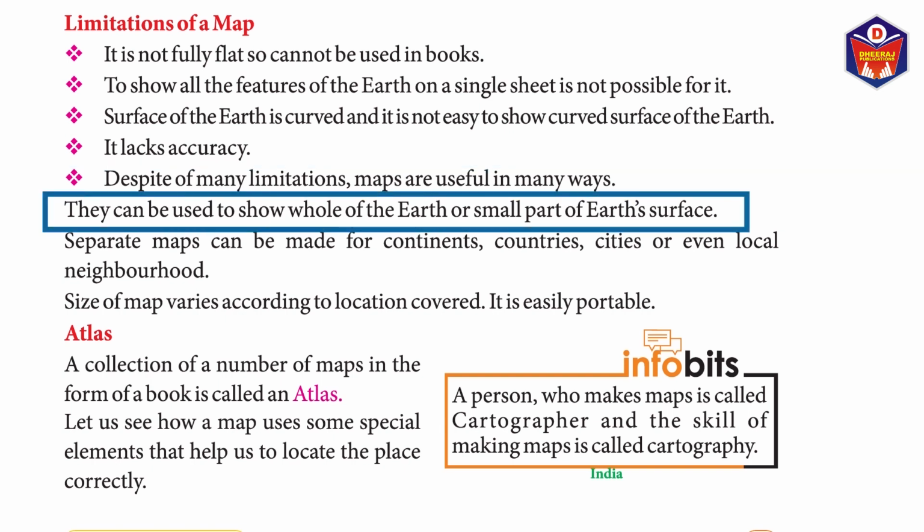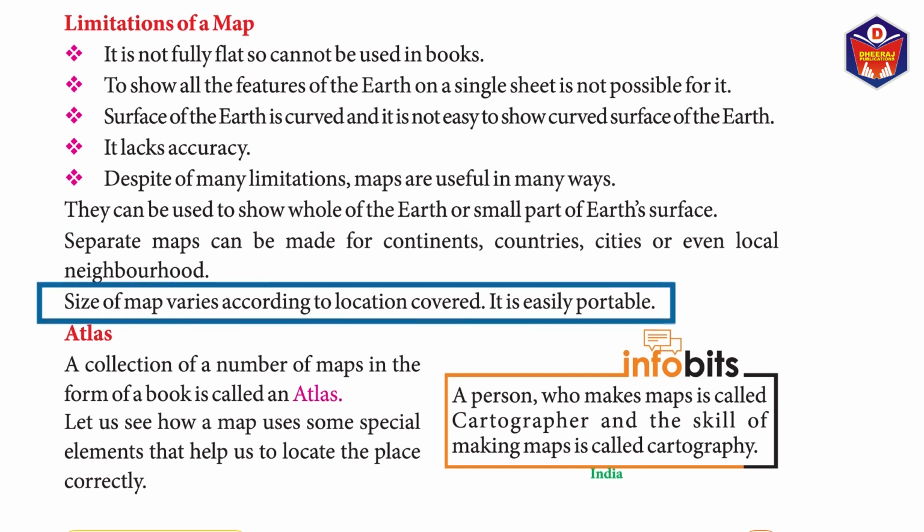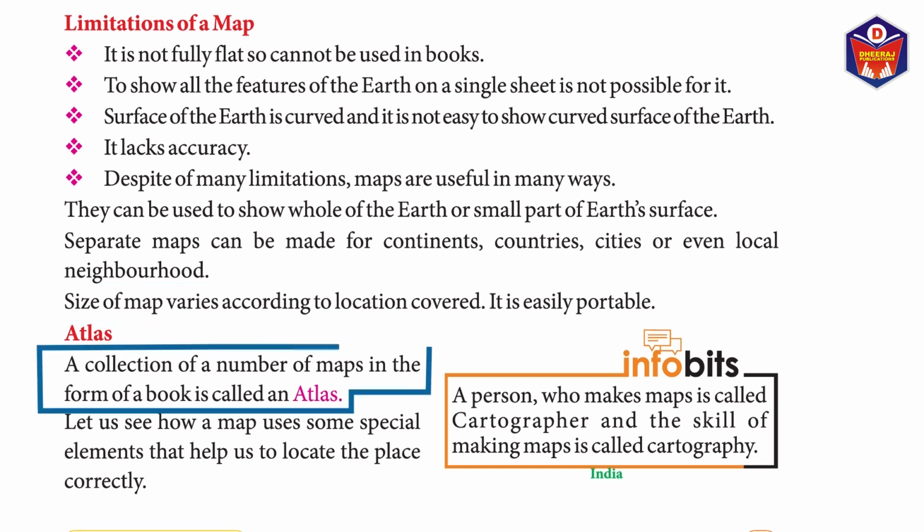They can be used to show the whole of the Earth or a small part of the Earth's surface. Separate maps can be made for continents, countries, cities, or even a local neighborhood. The size of a map varies according to the location covered. It is easily portable. Atlas. A collection of a number of maps in the form of a book is called an atlas.